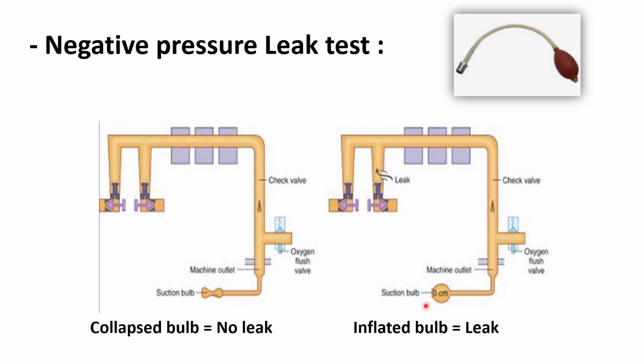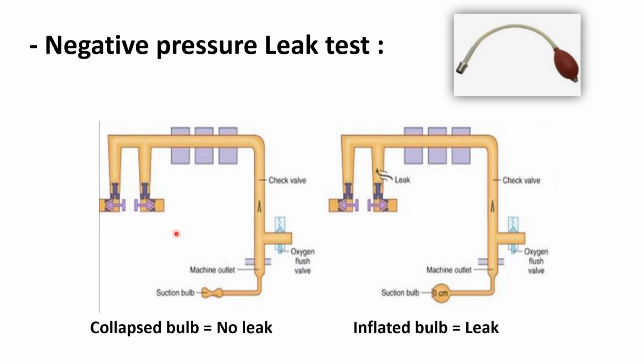Okay, if it gets inflated at any time, there is a leak at the flow meter, so this flow meter is faulty. If the vaporizers are closed or switched off and it gets inflated, the problem is in the flow meter. If all are closed and it's still collapsed, there is no leak, and you will test each vaporizer alone.